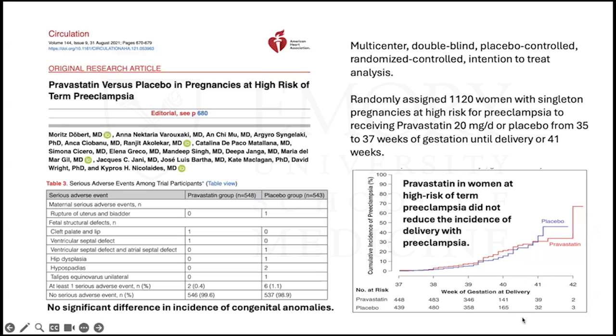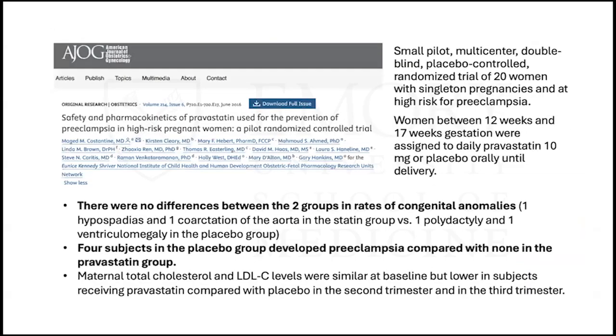And so here we have a Kaplan-Meier curve. And as you can see, the 2 curves overlap with each other. What they ended up concluding was that pravastatin in women at high risk for term preeclampsia did not reduce the incidence of delivery with preeclampsia. So that's a little different from what we saw in this pilot study.